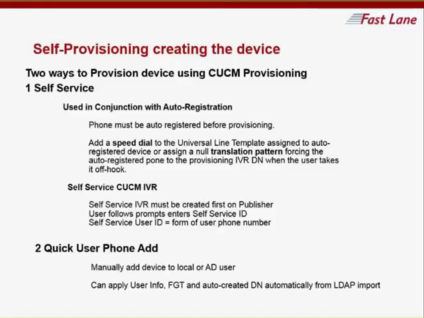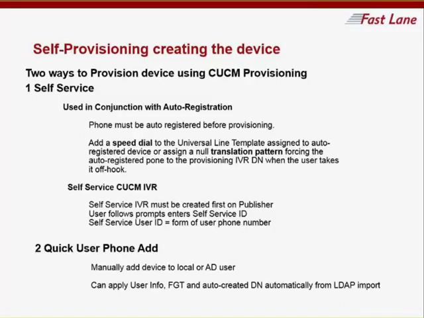So, as I've just been mentioning, self-provisioning gives you two ways to simplify the provisioning of phones for users. The first one is self-service, and that's using the IVR. So as I said before, we turn on auto-registration. The user plugs in their new telephone. It registers to a temporary non-DDI directory number, and then they call the self-service IVR pilot number.